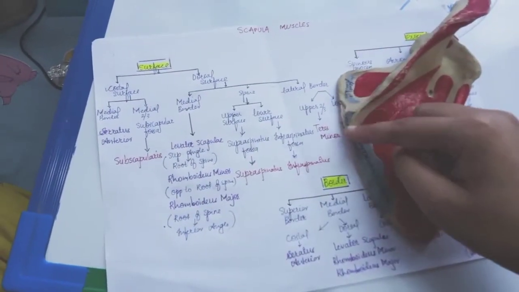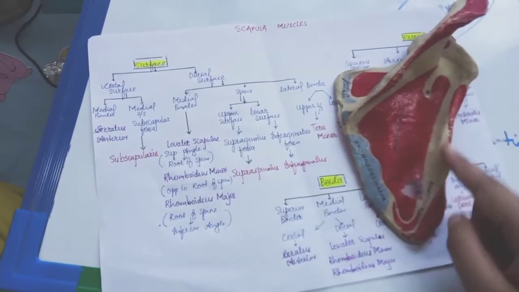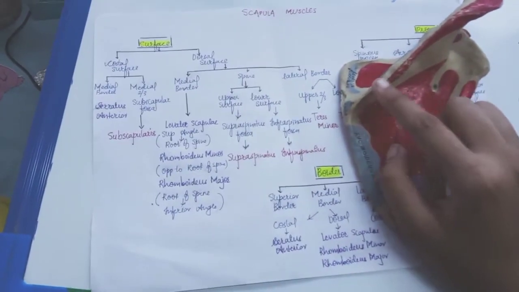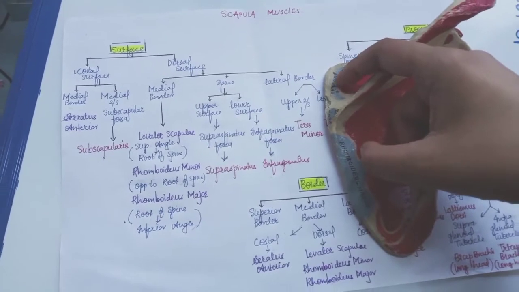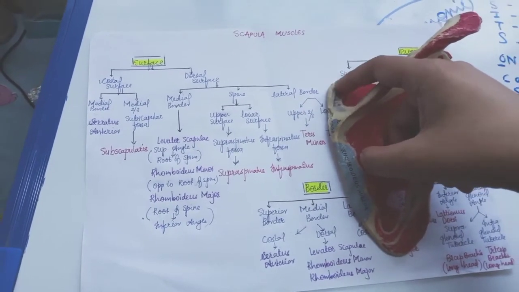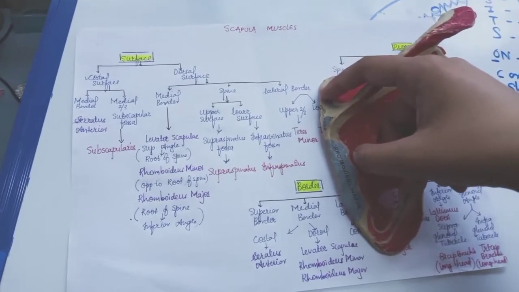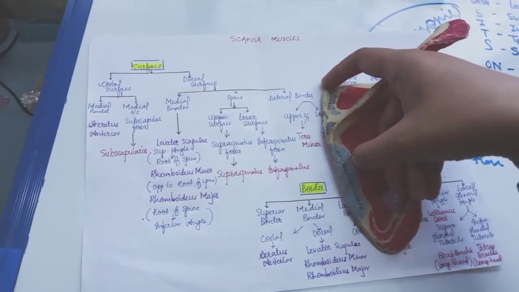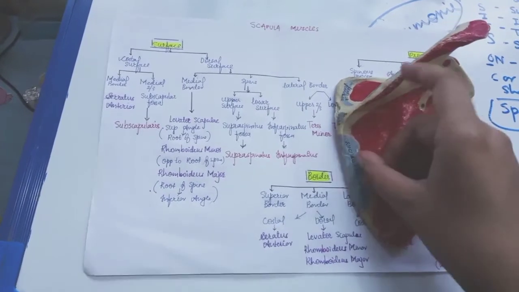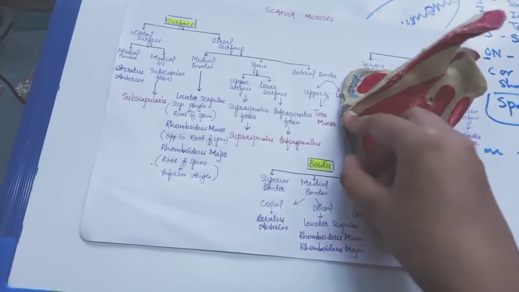This one is medial surface, this one is spine, and this one is lateral. In the medial, this one is the levator scapulae. Levator scapulae is inserted along the dorsal aspect of the medial border, from the superior angle up to the root of the spine.